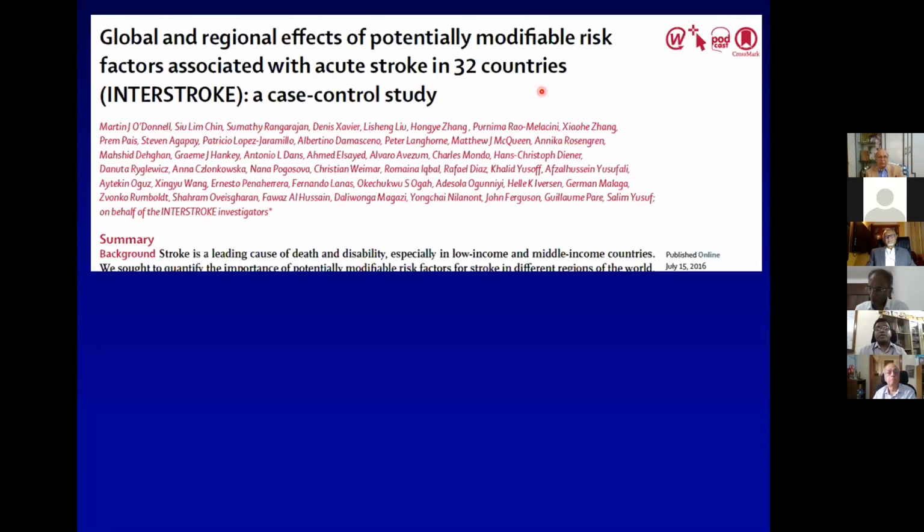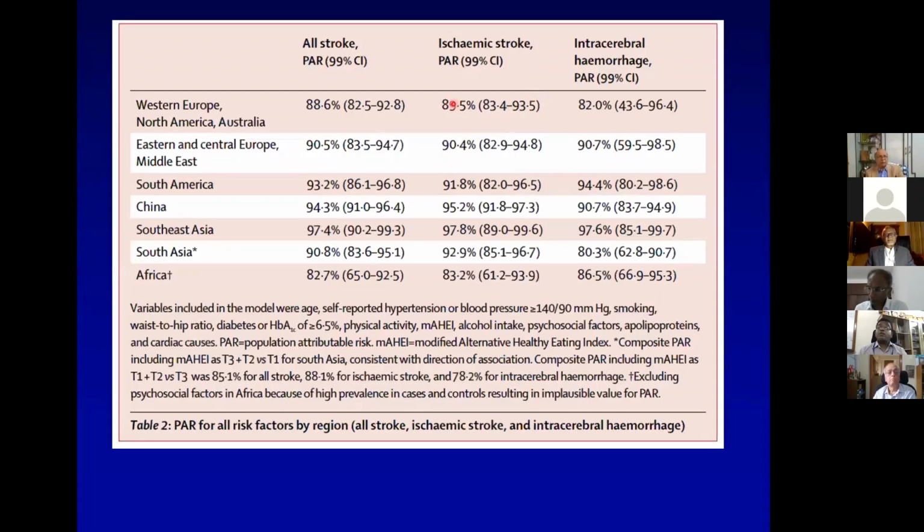And again, 27,000 people were involved in this. And now we have ischemic stroke and intracerebral hemorrhage, right? This is the PAR for all strokes, right? And we know the PAR for all strokes in Western Europe, North America, and Australia is 89%. For ischemic and hemorrhagic stroke, these are the differences.